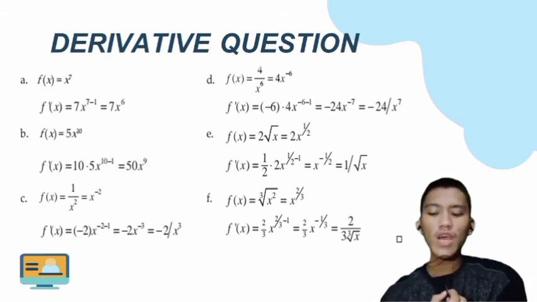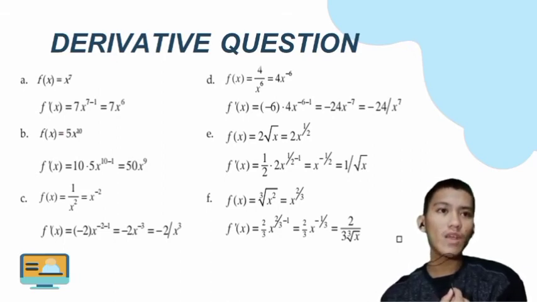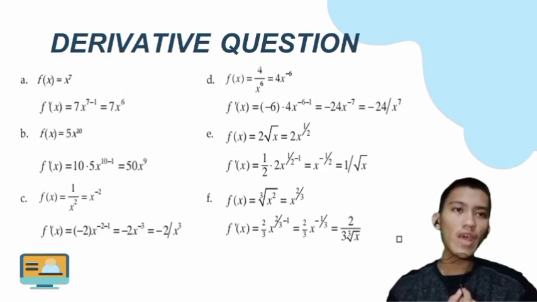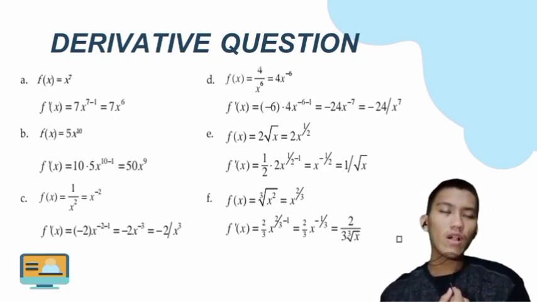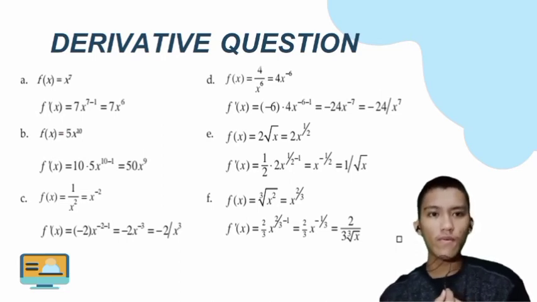Next, question E, f(x) = 2 times the square root of x equals 2 times x to the power of a half. f'(x) = a half times 2 times x to the power of a half minus 1 equals x to the power of minus a half equals 1 over the square root of x.